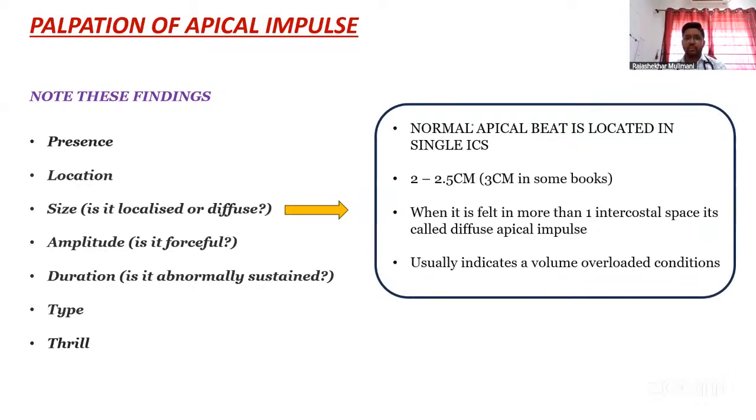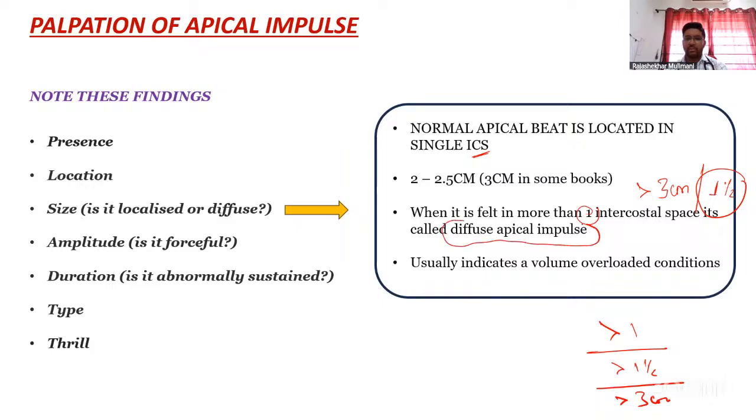And size, we know that the normal apical beat is located in a single intercostal space. When it is felt in more than one intercostal space or more than 3 centimeters, and more than 3 centimeters means 1.5 fingertips, so if it is in more than one intercostal space, more than 1.5 fingertips, more than 3 centimeters in diameter, then it is going to be called a diffuse apical impulse.